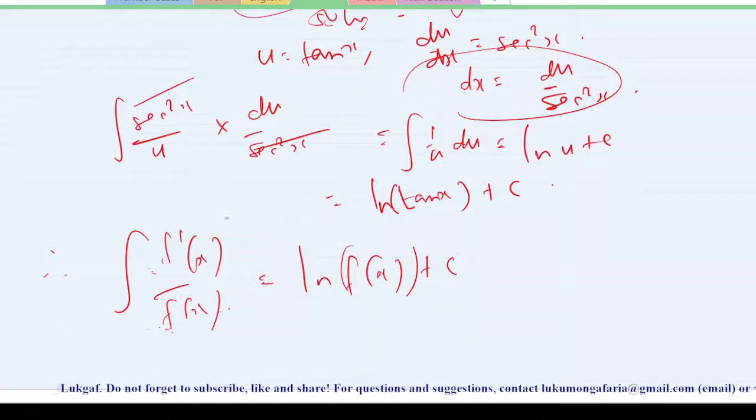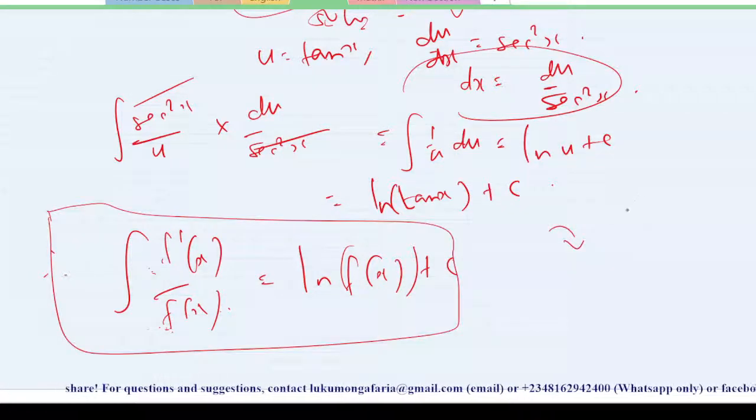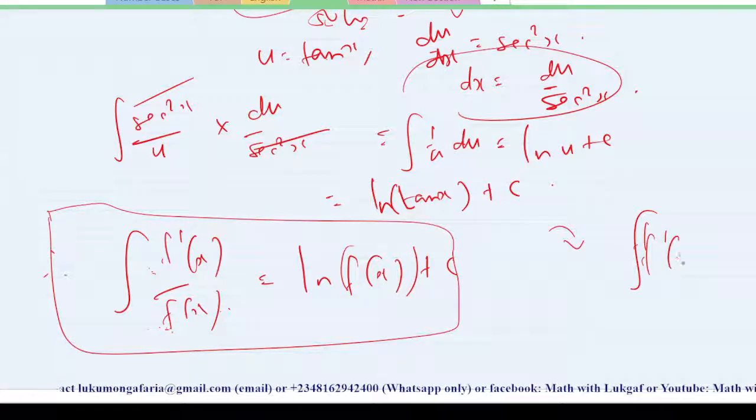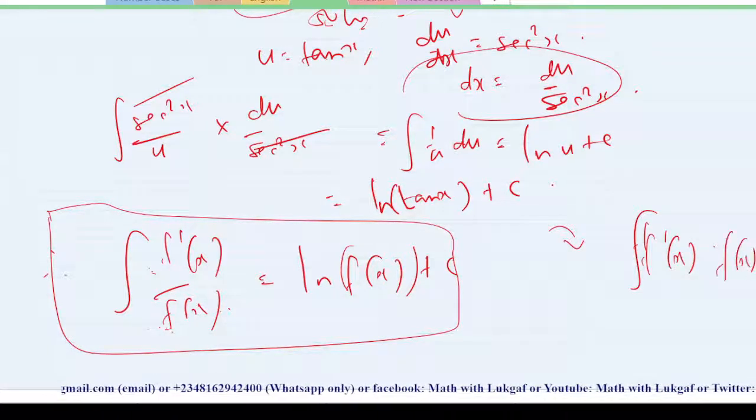So in the next video, I'm going to take you through the second property or second principle, which is the integral of f prime of x times f of x dx.